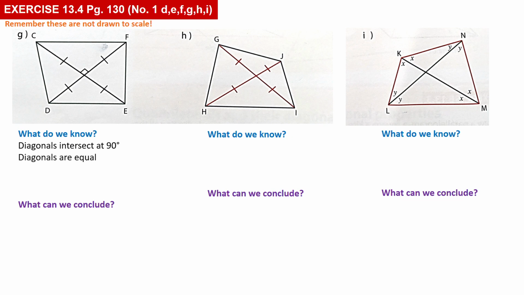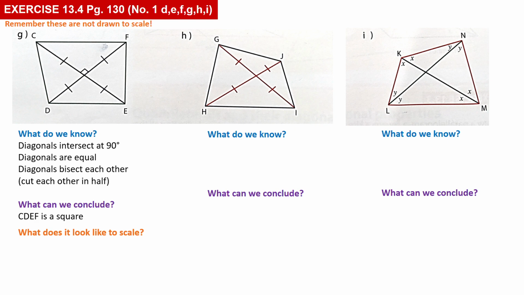They also tell me that the diagonals are equal to each other. Okay, so they're equal to each other and they bisect each other, so they cut each other in half. We conclude, therefore, that it's a square because that's the only shape where all of those things happen. And if I look at that to scale, that's what it looks like.